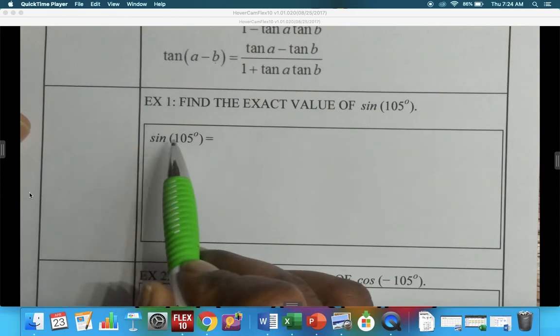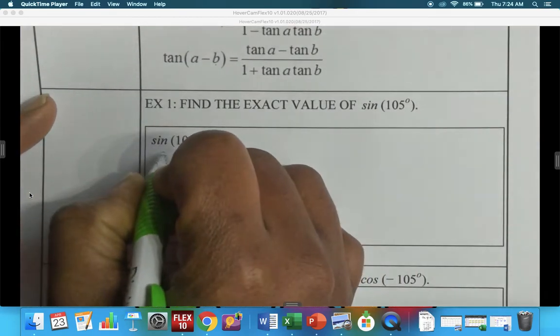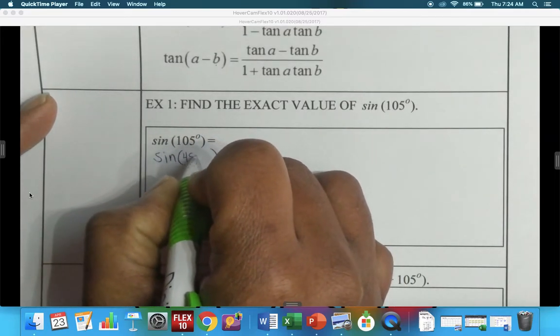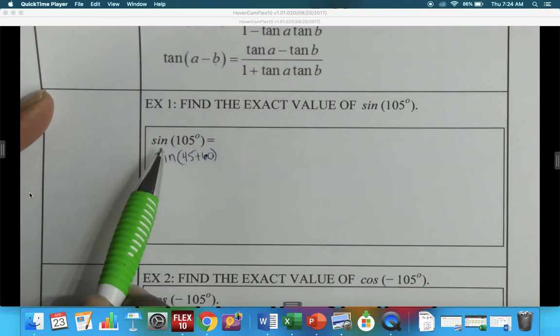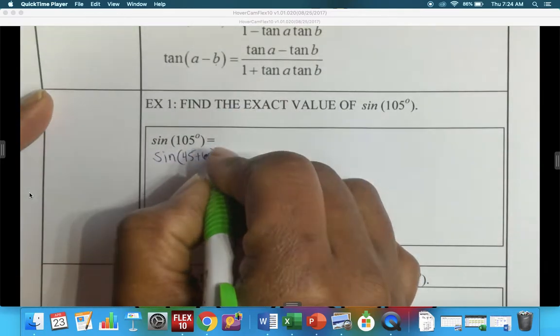Okay, so let's look at the example we were talking about before, sine of 105. Again, we said 105 is not on the unit circle, but 105 is equivalent to 45 plus 60. I didn't really change any value here. I just split up the 105 into 45 plus 60, which is equivalent to 105. So these are still equivalent.